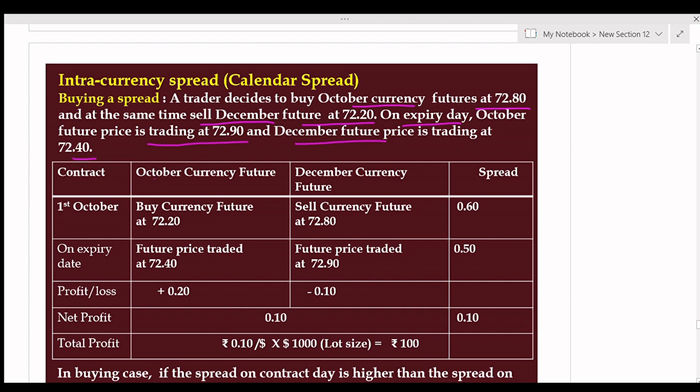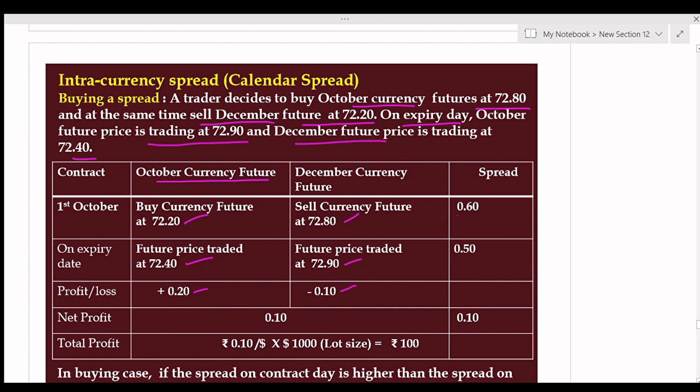Now October currency future, buy currency future at rupees 72.20, on expiry date 72.40. So there is a profit of 0.20. And December currency, sell currency future at 72.80, 72.90 is the expiry date future price. So here the trader will incur a loss of rupees 0.10.